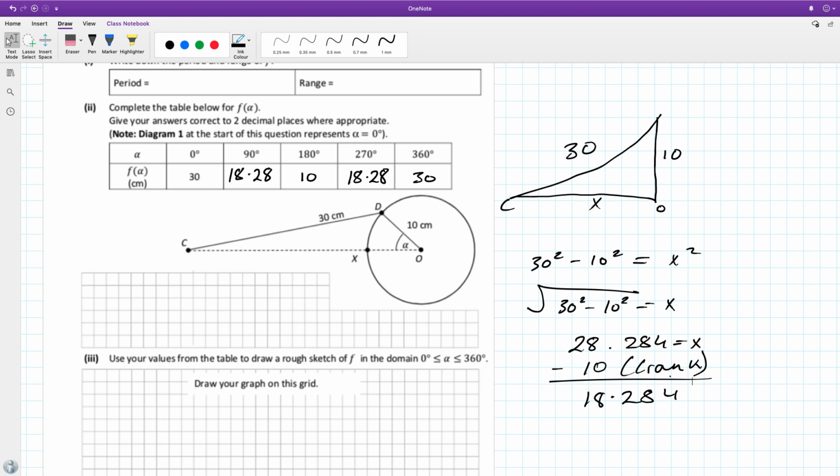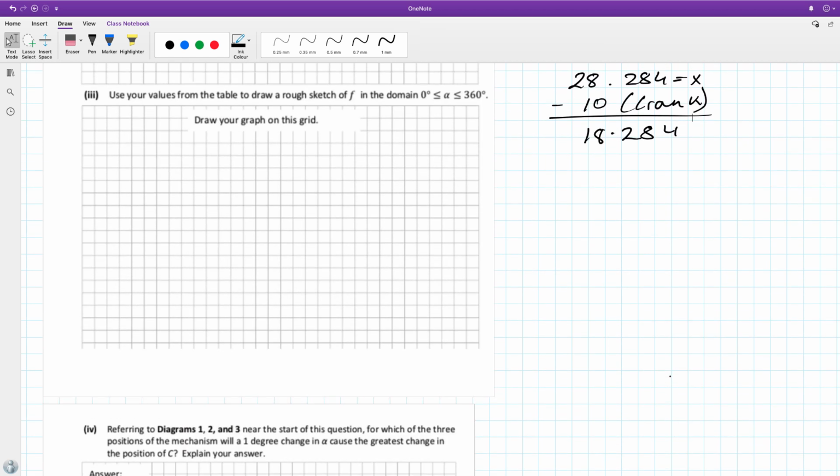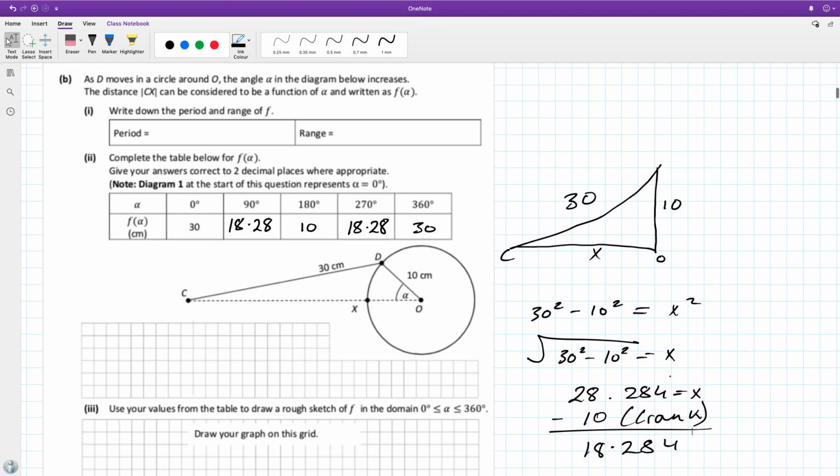Right, off you go, use your tables, draw a rough sketch. Oh, back up here, get the period and the range first. Adam, the period. Period is 0 to 360 degrees. It goes right around until we get back to 30.